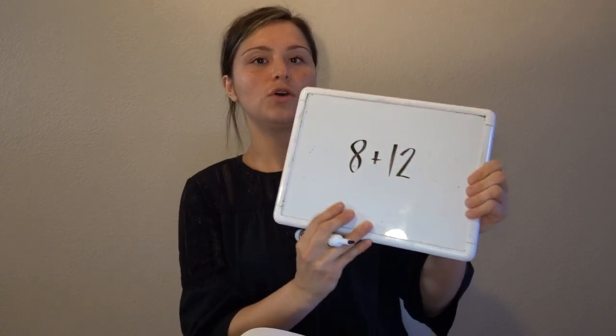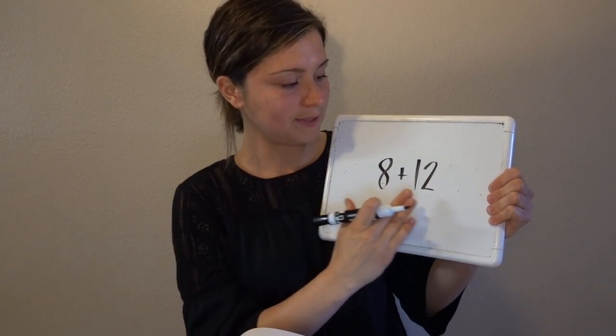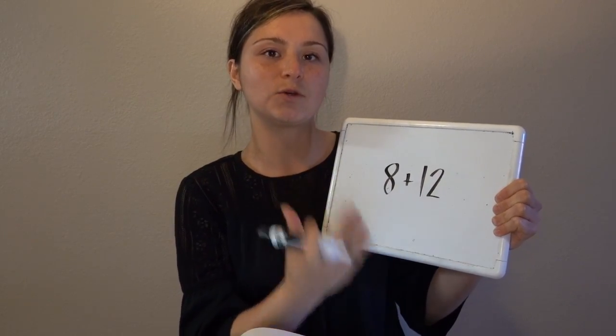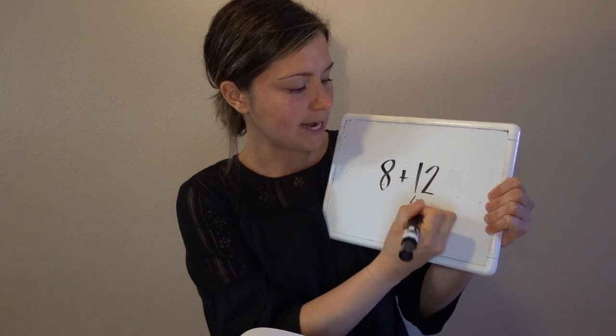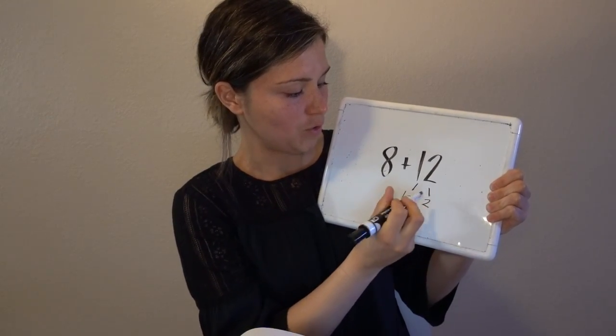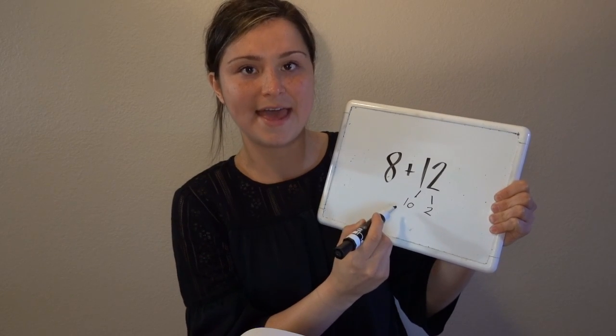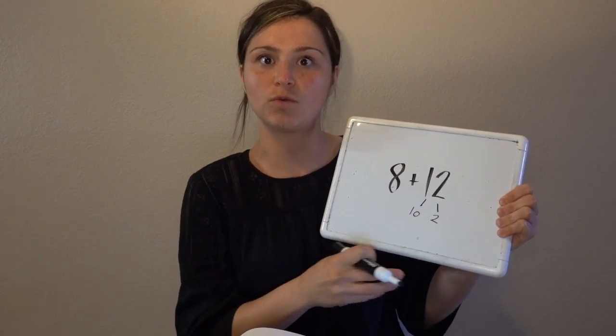All right, so in this case, some of my friends might be able to remember that 8 plus 2 equals 10, and 10 plus 10 equals 20. If not, I can decompose the 12 into a 10 and a 2, and then I can add 8 plus 2 equals 10, and then 10 plus 10 equals 20.